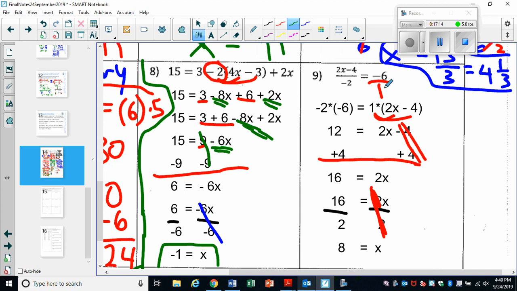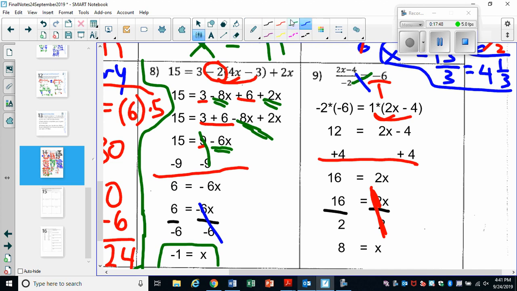Last one, the hint. Place 1 under the negative 6. Then we do our diagonal or cross multiplication. So 2x minus 4 times 1, which is just 2x minus 4. And then negative 2 times negative 6 is positive 12. So I'm just going to redo this a little so you guys see it one more time.